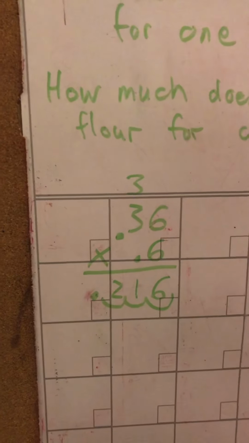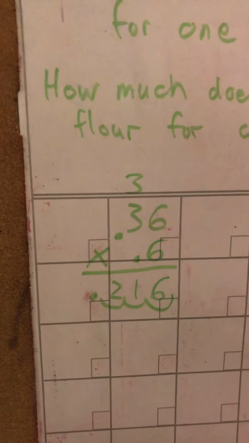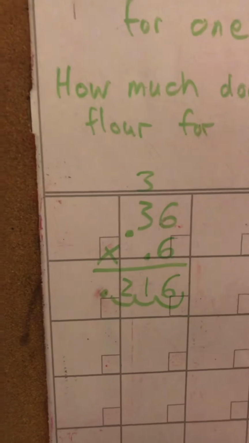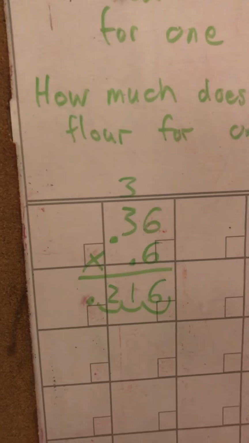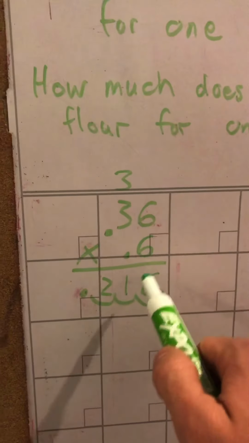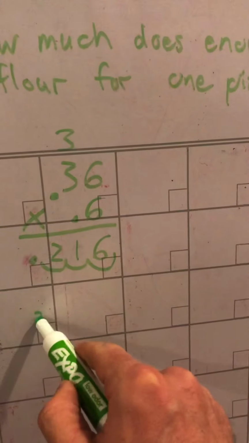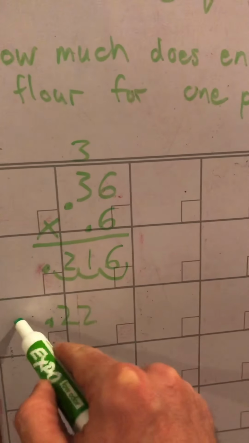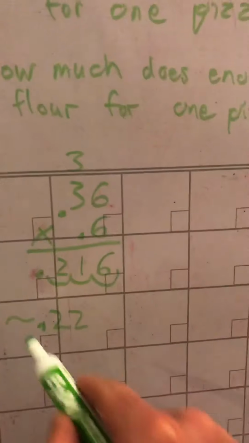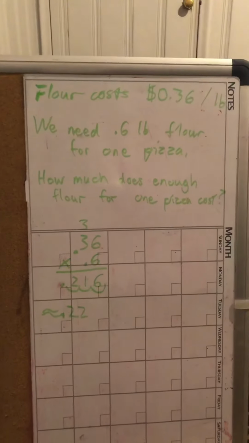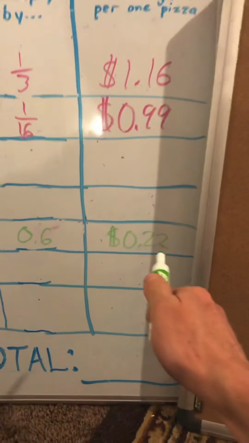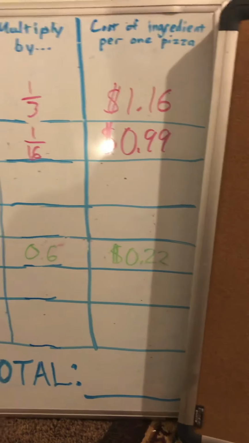So this would be $0.216, but since we always round to the nearest penny, you can use the 6. Since 6 is greater than 5, we would round to 22. We would say it's approximately equal to 22 cents. Okay, so this is the kind of word problem that I'm going to use to find out how much our flour costs. So 22 cents worth of flour per pizza.